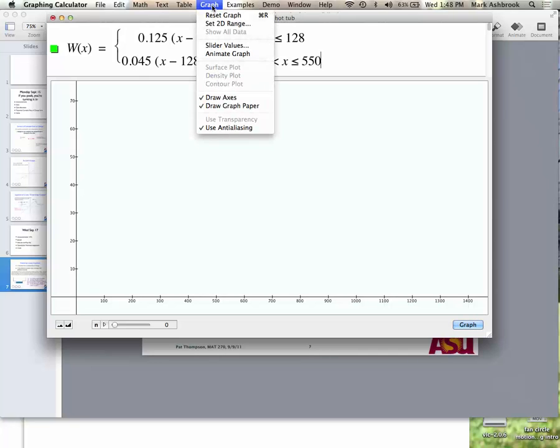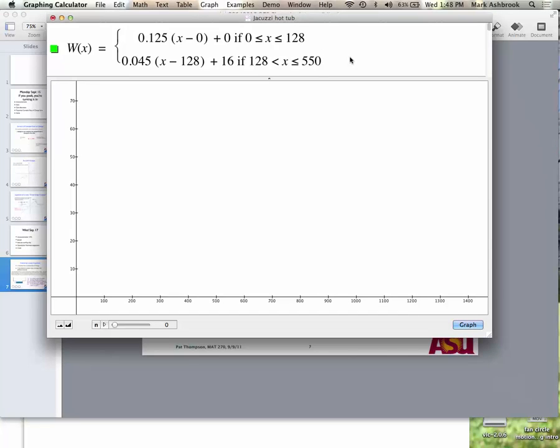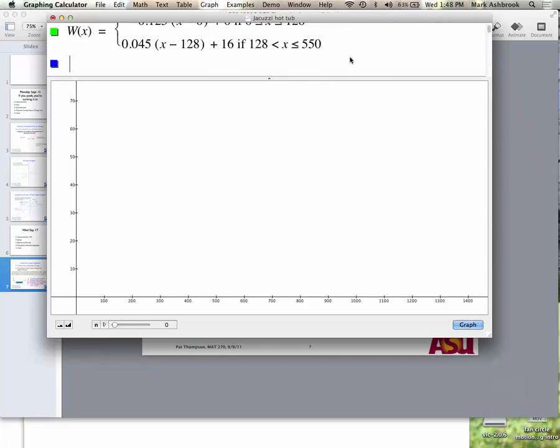So I'm going to turn off the graph paper here. Okay, so then how would we graph that? So how are we going to graph our W function? I equals function name. Okay?